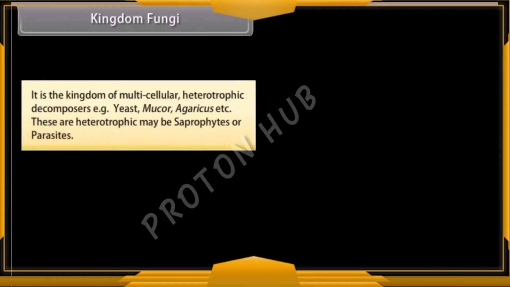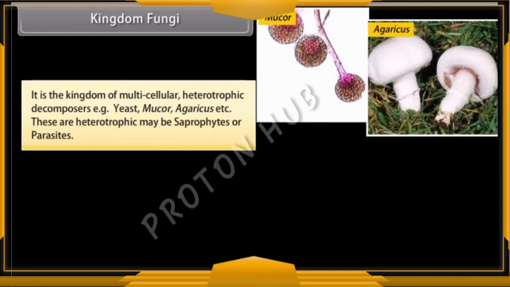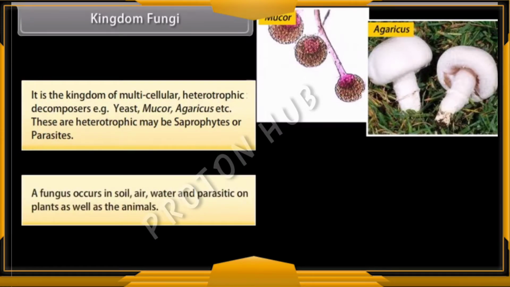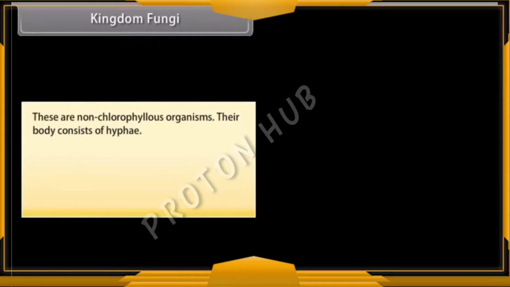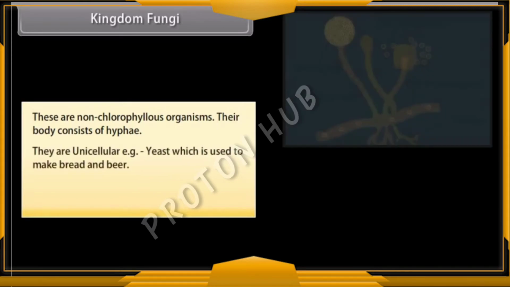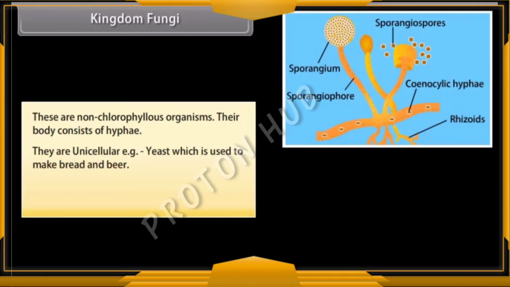Kingdom Fungi. It is the kingdom of multicellular heterotrophic decomposers. For example, yeast, Mucor, Agaricus, etc. These heterotrophs may be saprophytes or parasites. A fungus occurs in soil, air, water, and is parasitic on plants as well as animals. These are non-chlorophyllous organisms. Their body consists of hyphae. Some are unicellular, for example yeast, which is used to make bread and beer.